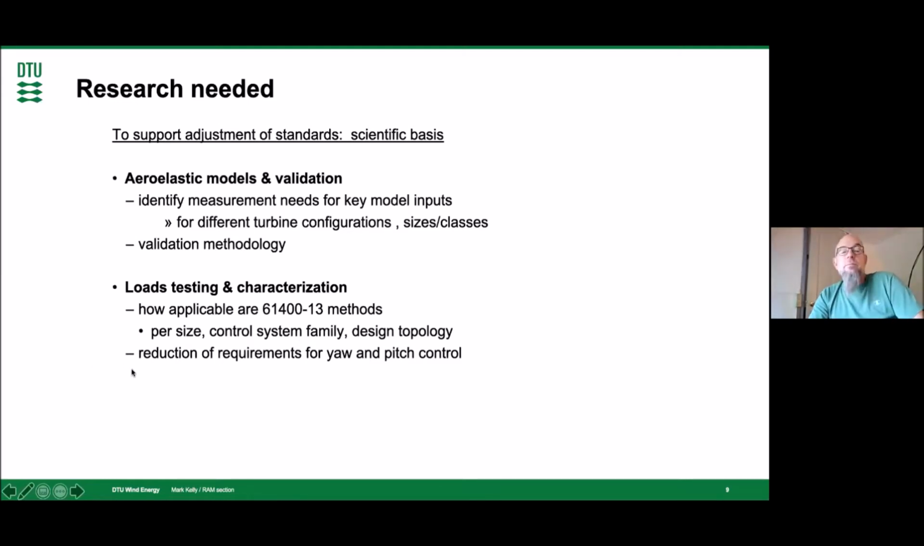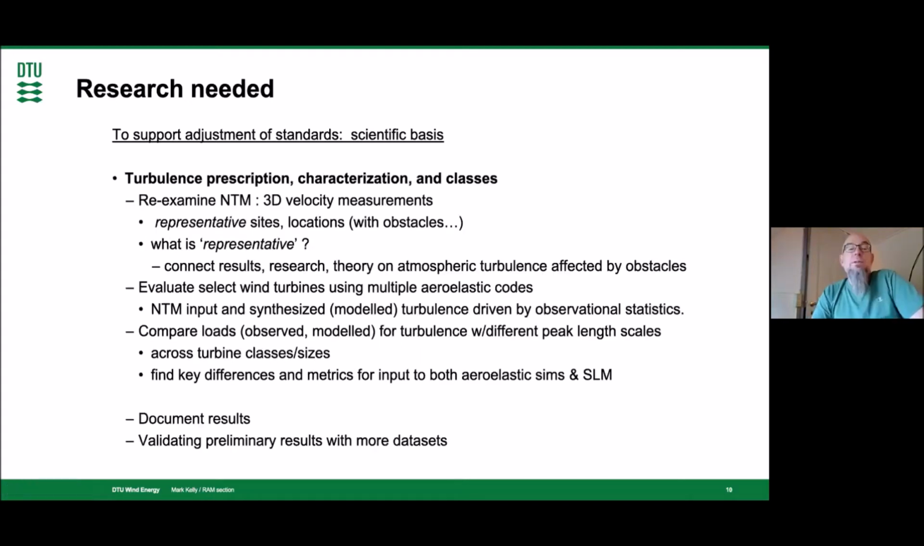And the loads testing as well. First, we have to find out how bad is the -13, and how bad is it as a function of size and type of control, regulation, as well as design: vertical axis wind turbine versus HAWTs versus some shrouded designs, just to name a few. And can we reduce the requirements for yaw and pitch controls? That needs to be studied as well.